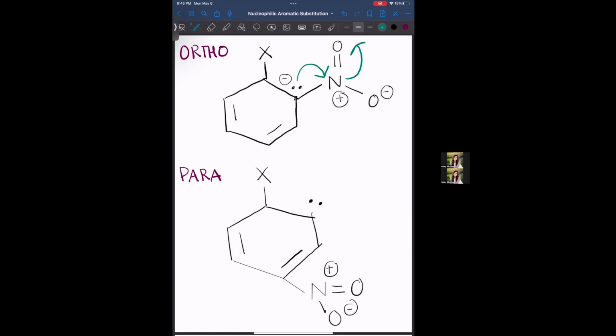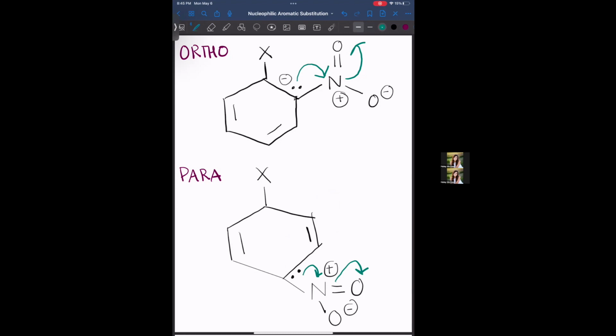And with our para position, we can actually push these electrons down. This is going to kick over. And then we're going to end up with our lone pair at this carbon. And then we can do the same thing where we push these electrons over and kick them up.